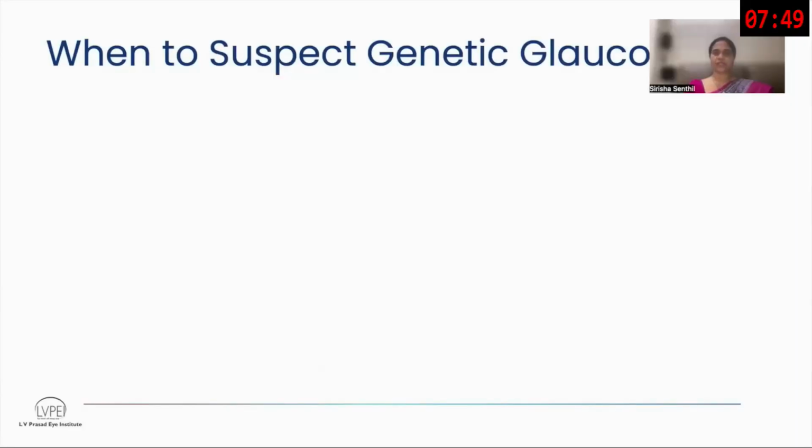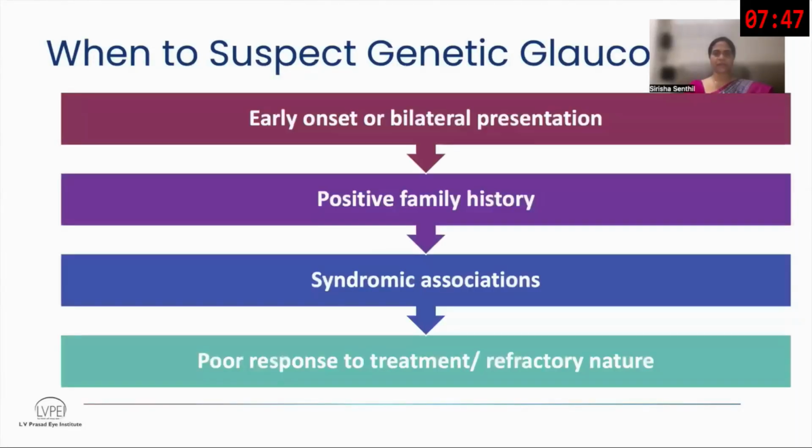But do we order genetic tests for everybody? We usually order genetic tests, at least in our clinical practice, for those with early onset glaucoma or bilateral presentation, those with a positive family history, those with syndromic associations, or when we offer a particular type of treatment and the response to it is not as expected, or if they have a very refractory nature of the disease.